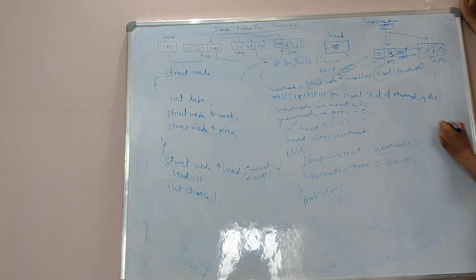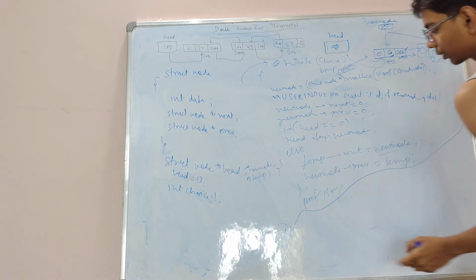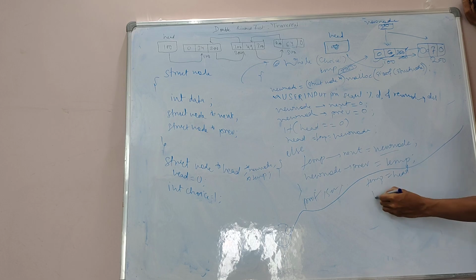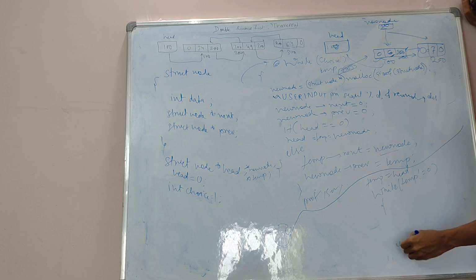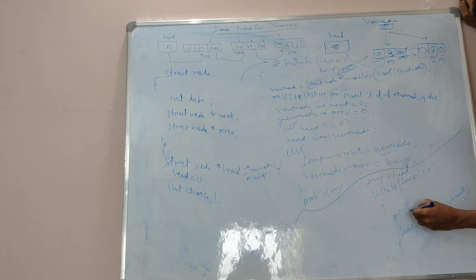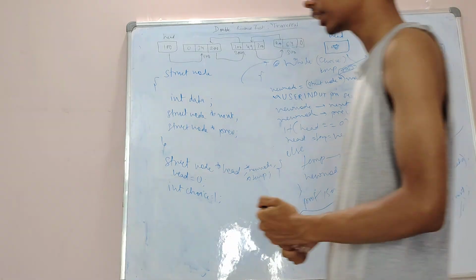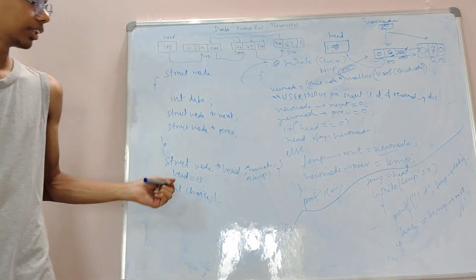Now how to print this, right? How to print this? So what I will do, I will make my temp equal to head, and while my temp does not become 0, I will be printing again and again, right? printf %d temp data, right? In this way I can print, right? This was all about traversal for a doubly linked list, right? Now the new thing I will discuss in the next video.